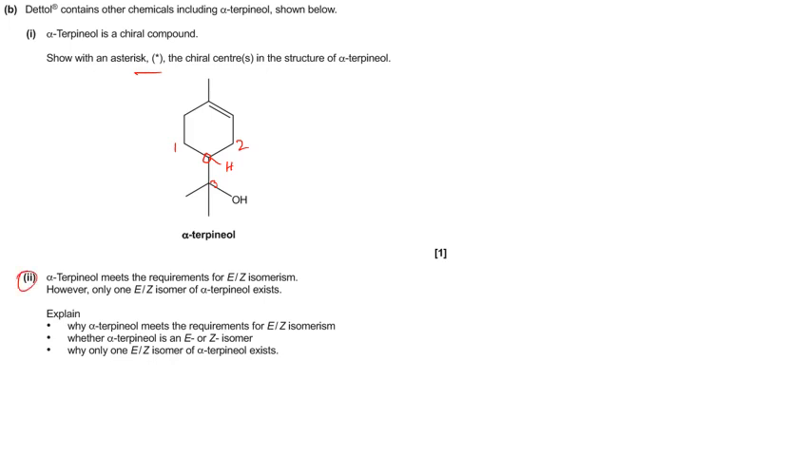Okay, moving on to part 2. Alpha terpineol meets the requirements for EZ isomerism. However, only one EZ isomer exists. Okay, that's fine. So explain why it meets the requirements for EZ isomerism. Well, let's put the answer to this up here. So it's each carbon in a carbon-carbon double bond is attached to different groups.